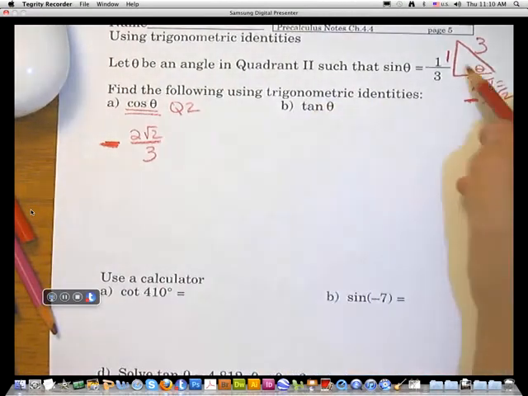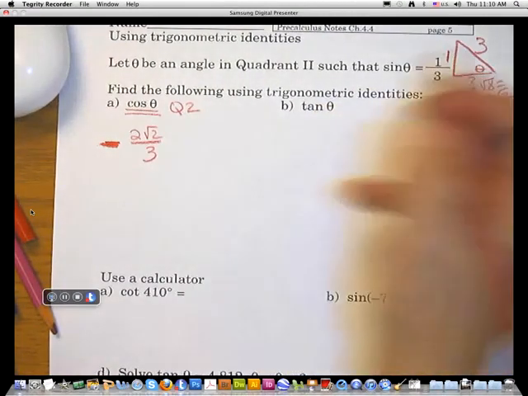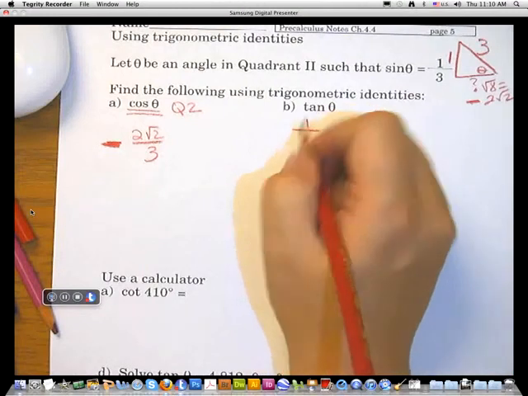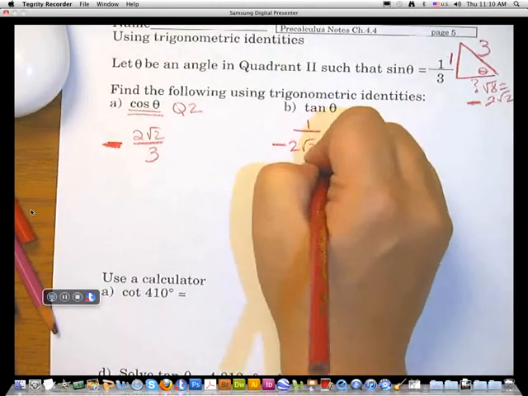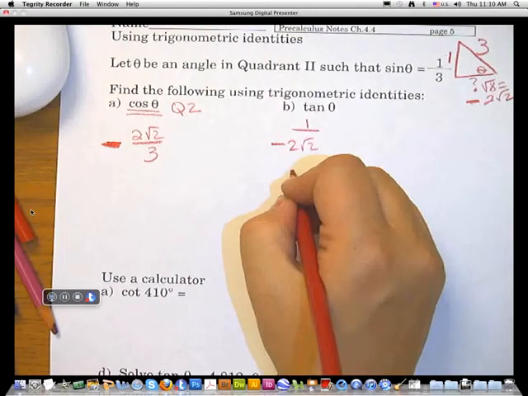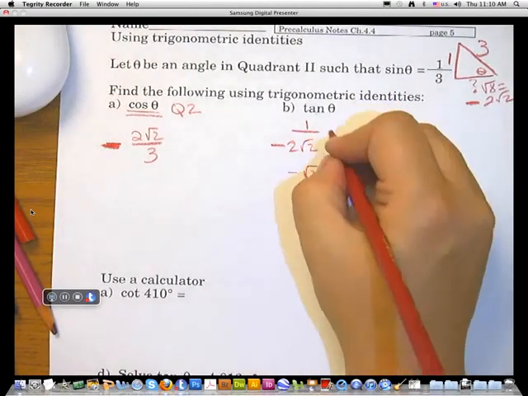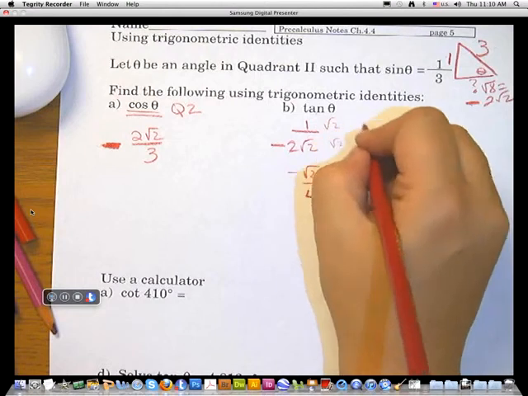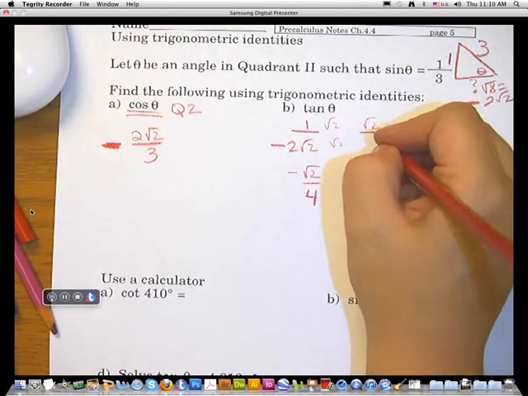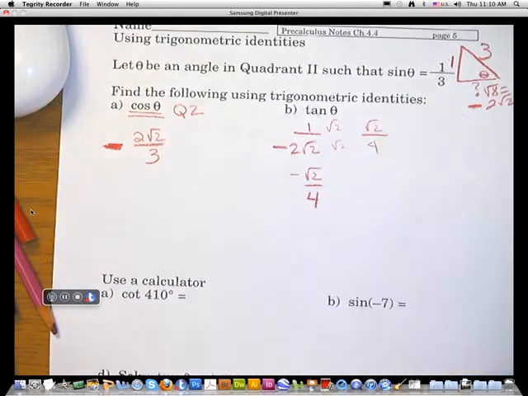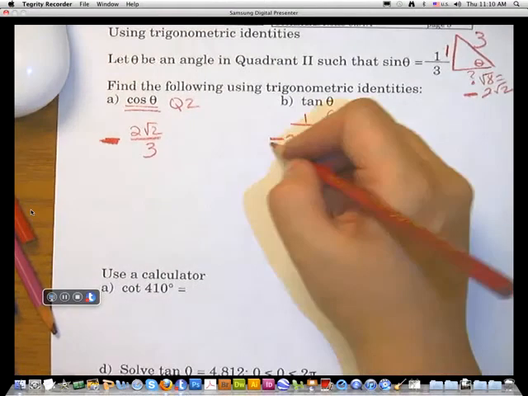Tangent is opposite over adjacent. So 1 over negative 2 root 2 gives me negative root 2 over 4. Multiply by your root 2, and that's where the 4 comes from. Watch your sign.